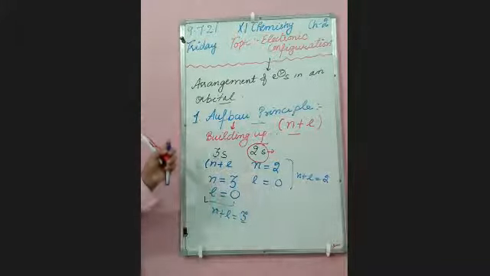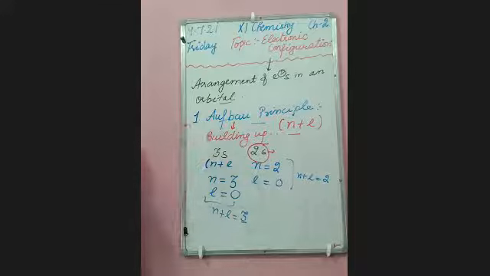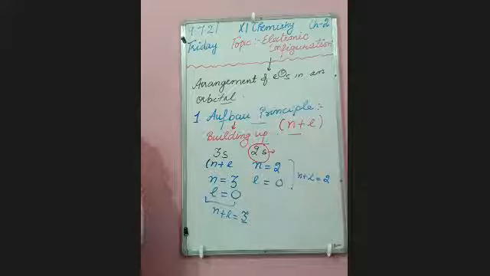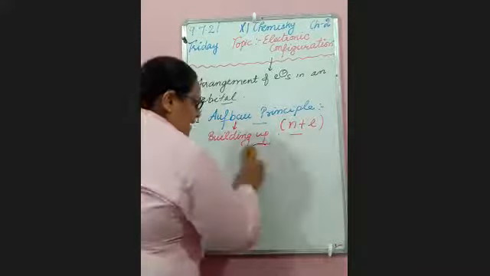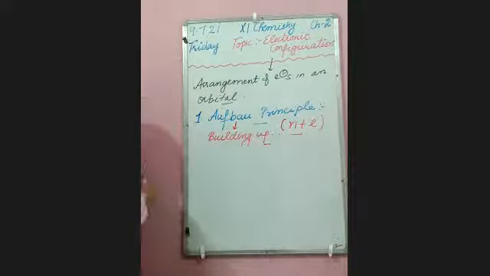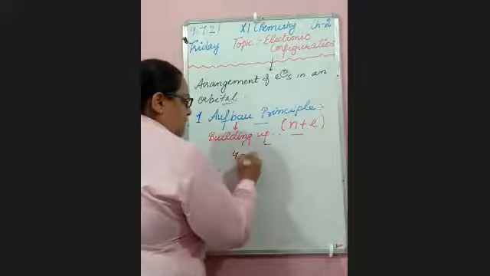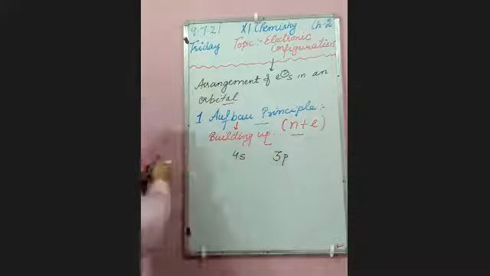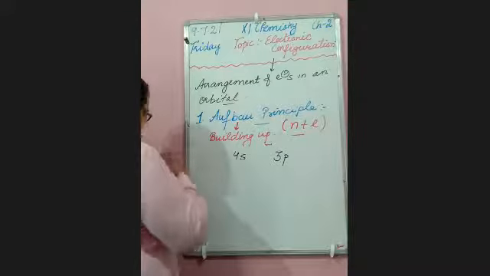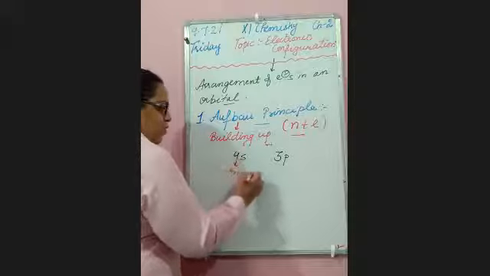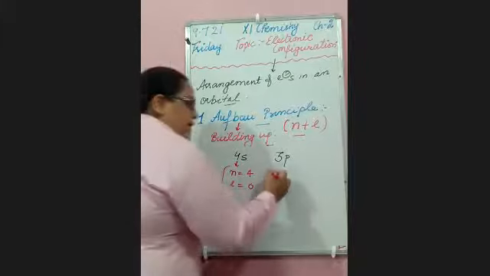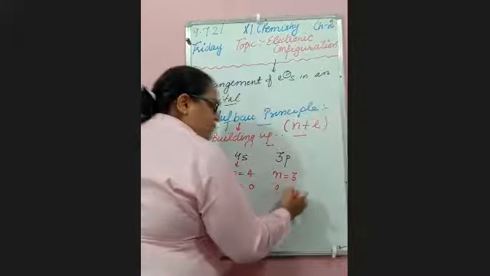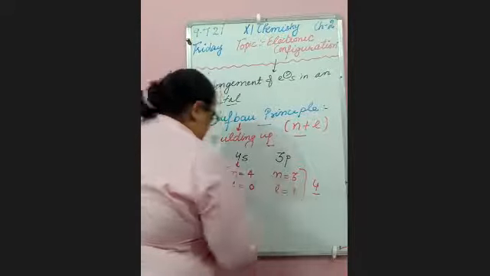This is the Aufbau principle, which means building up, which states that in the ground state of an atom, electrons are filled in order of their increasing energy. Now there might be a possibility in which N plus L is the same for both. Like I am taking the example of 4s and 3p. What is the value of N for 4s? It is 4 and L is equal to 0, and N plus L comes out to be 4. Here N is equal to 3 and L is equal to 1. Here also N plus L comes out to be 4.